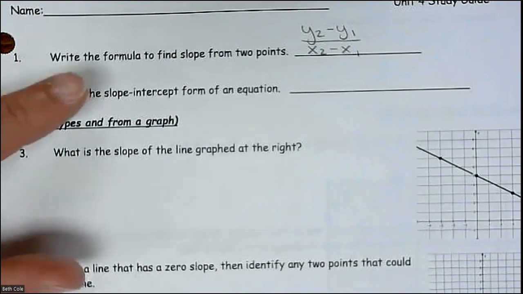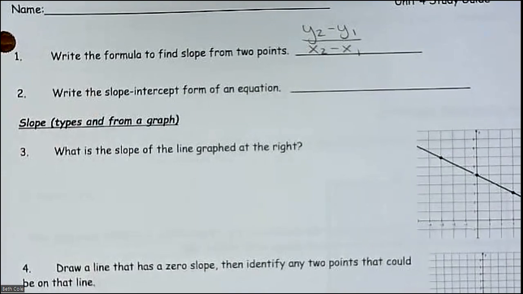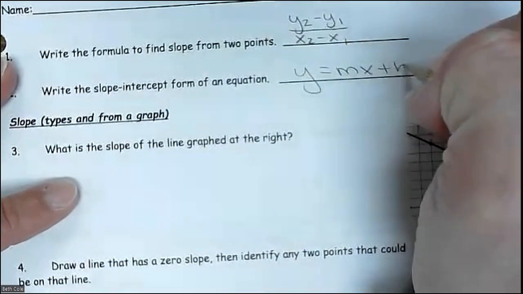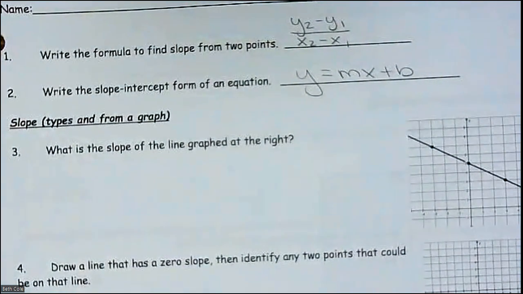All right, and then what's your slope-intercept form of an equation? We just reviewed it with our Desmos activity. Yep, good. y equals mx plus b. m is the what? Slope. b is right. Perfect. Okay, that's like your starting point.